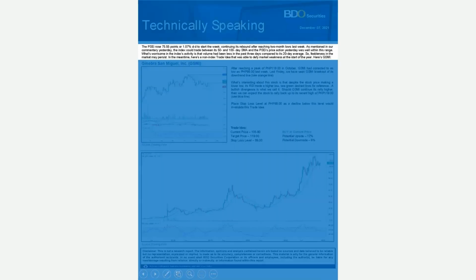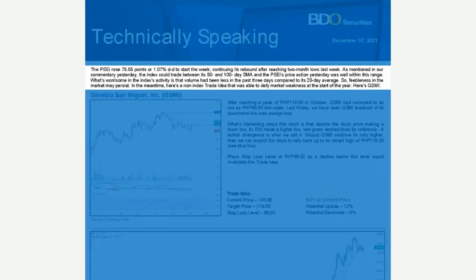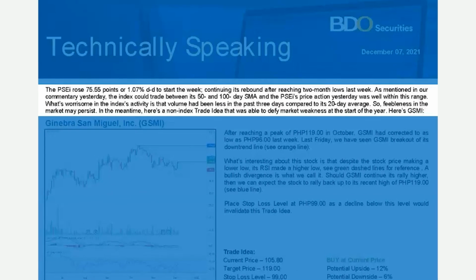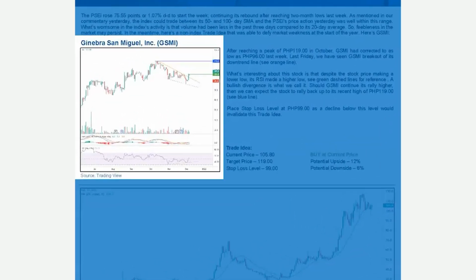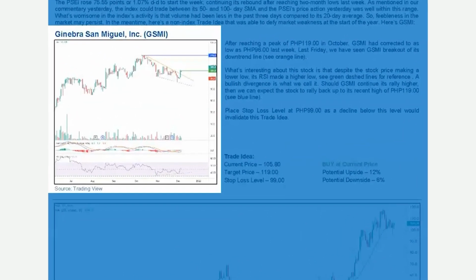And so let's go through the different sections so you can better understand how to read this commentary. So at the very top, we have the market commentary. This is where we write a short commentary on the Philippine stock market's activity the previous day. So here we have the chart. And in this chart, we'll draw patterns or trends to help you better visualize our trade idea.